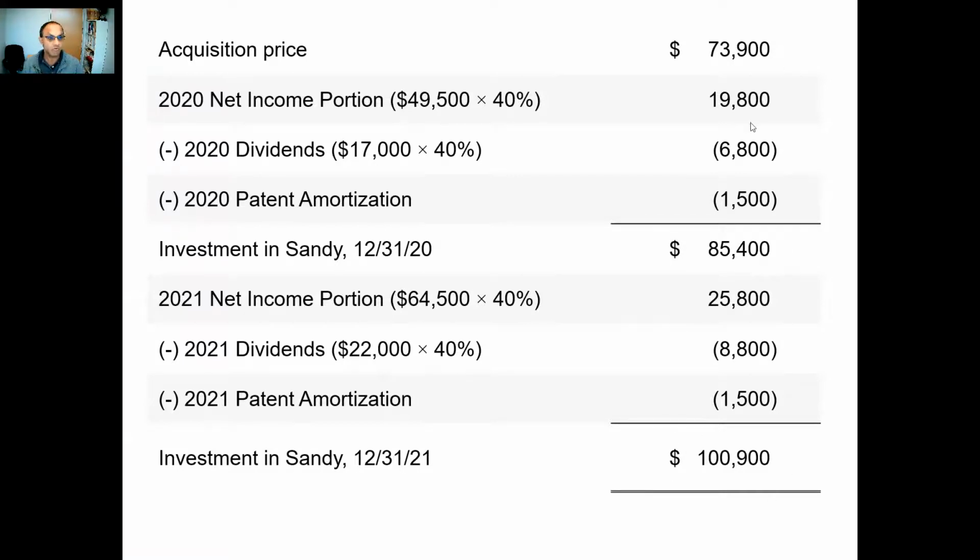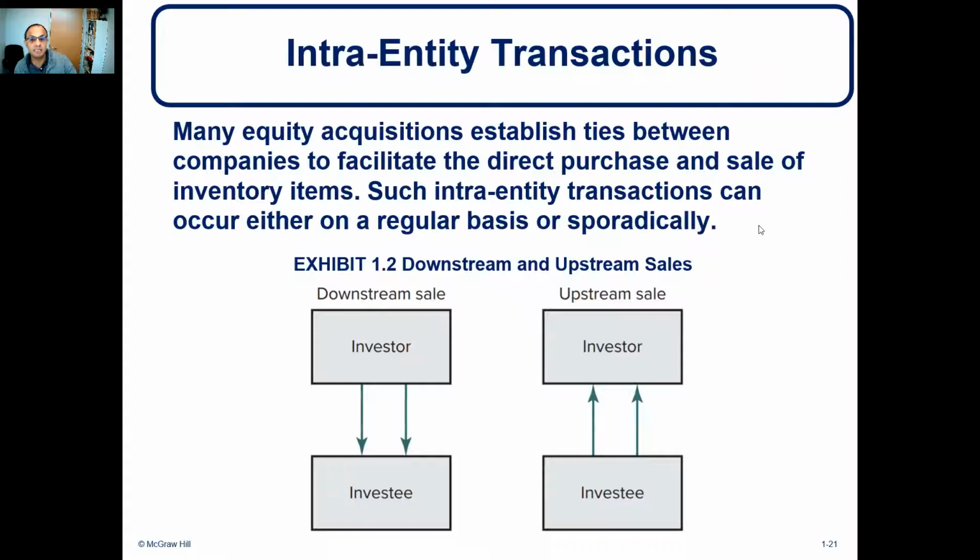In the assignment questions, he might ask about the investment here in 2020 and the investment in 2021. You do your calculation outside and you plug in the number and you should get the full amount. Now, the next example talks about downstream and upstream sales. What do we mean by downstream and upstream? These are the transactions that might happen between the parent company and the subsidiary company.